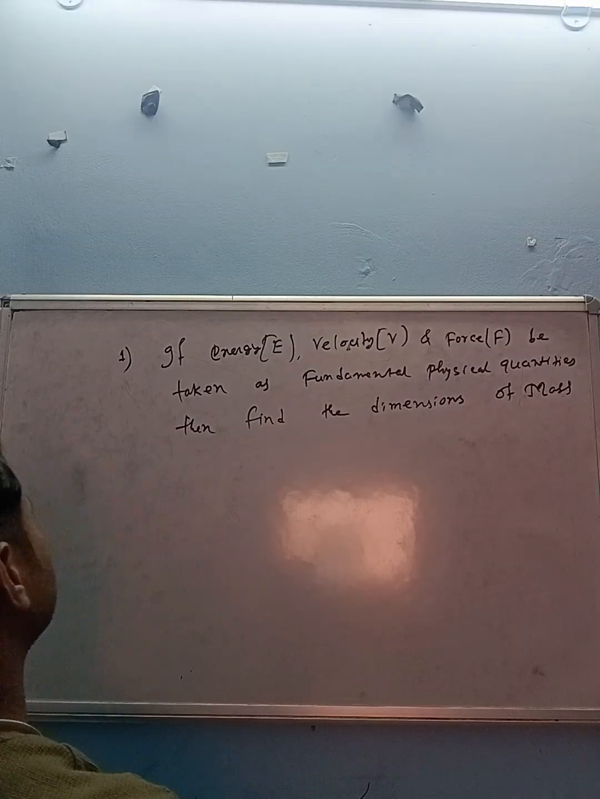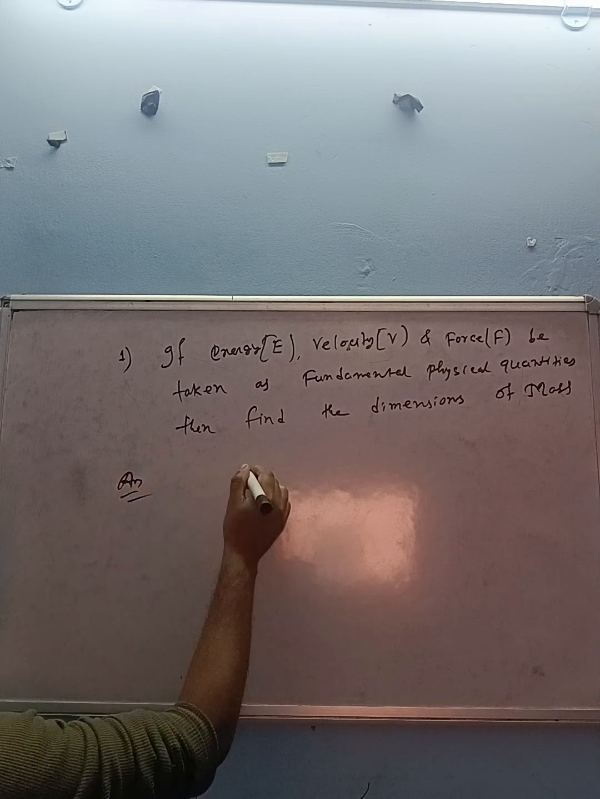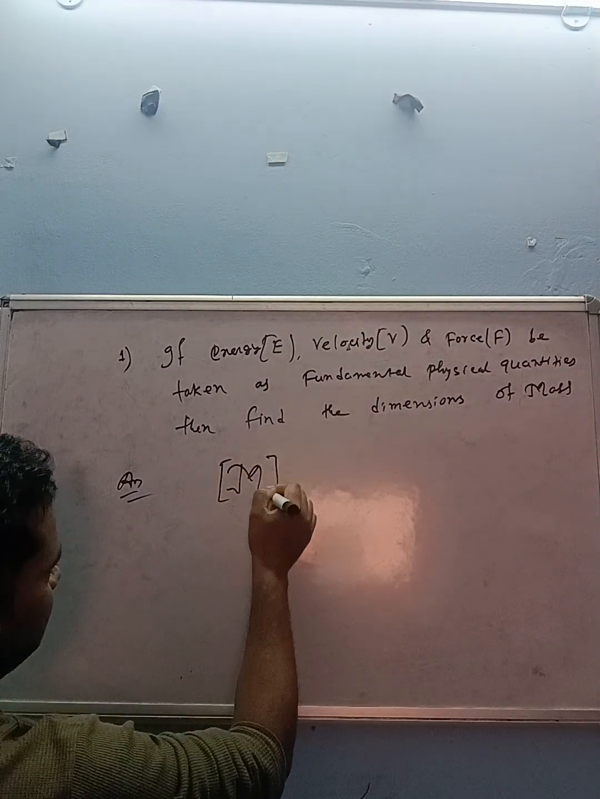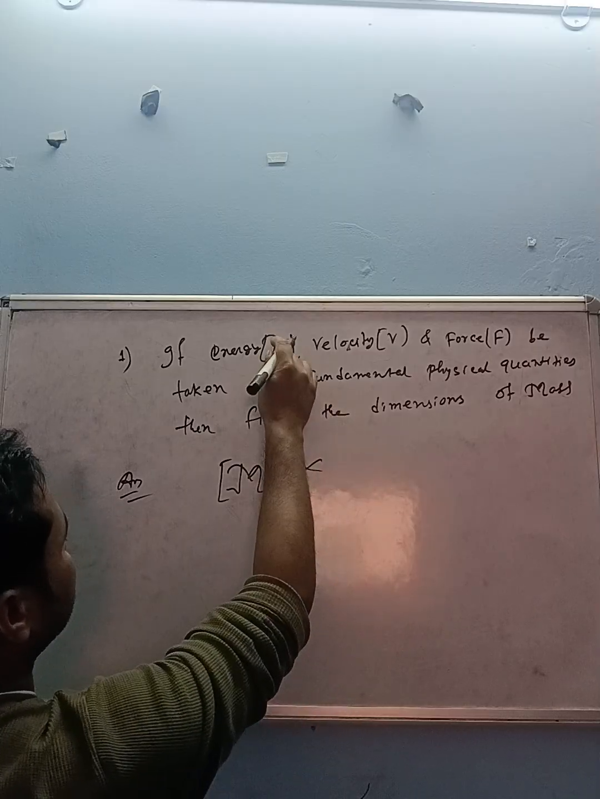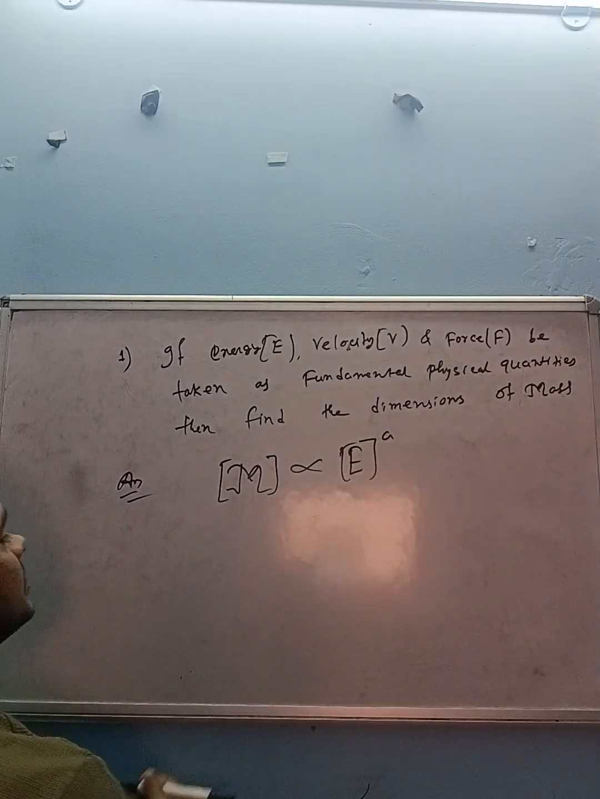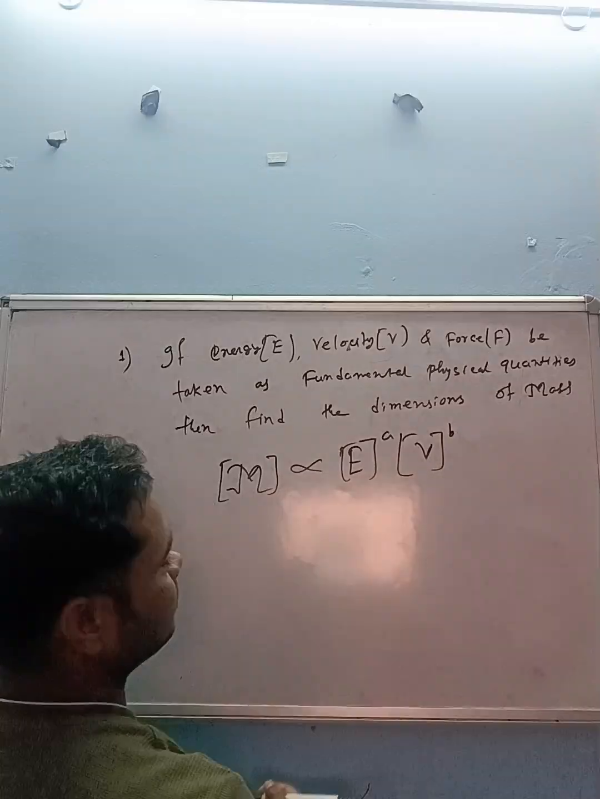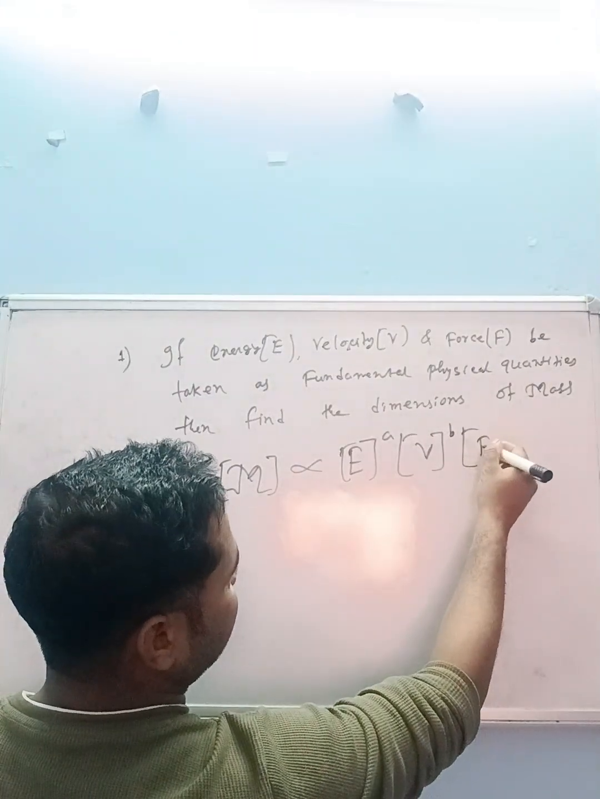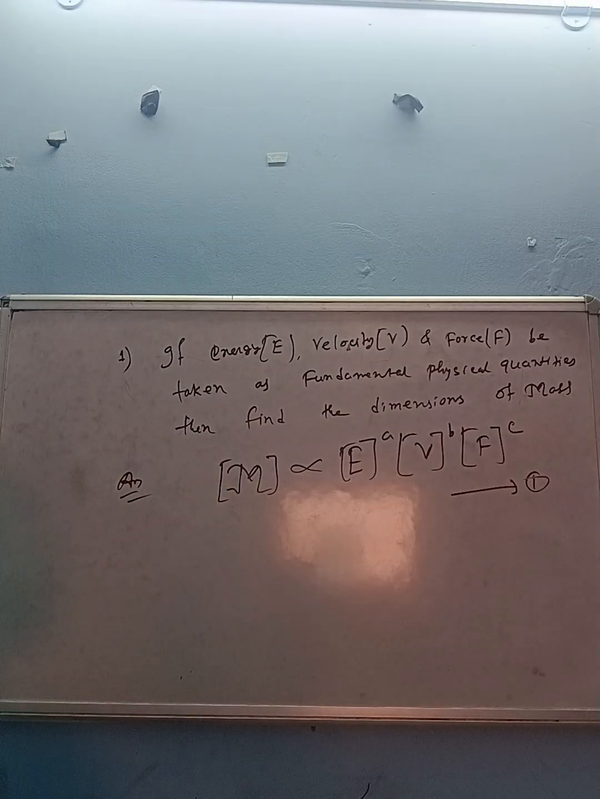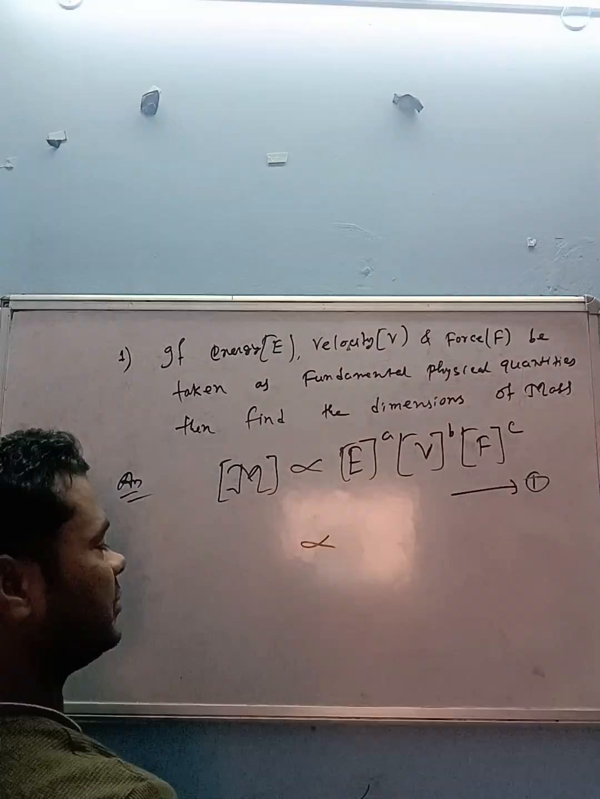Okay. So we can write the dimension of mass, capital M. Let M be proportional to energy E to the power a, and V to the power b, and F to the power c, in the equation. Okay. So we can put the dimension of energy, velocity and force.